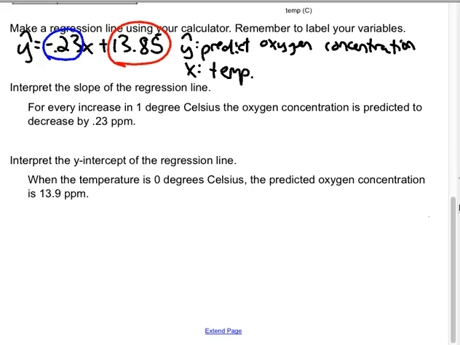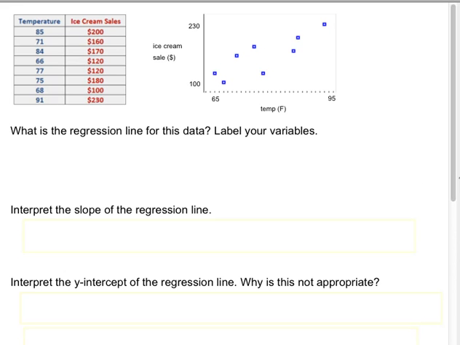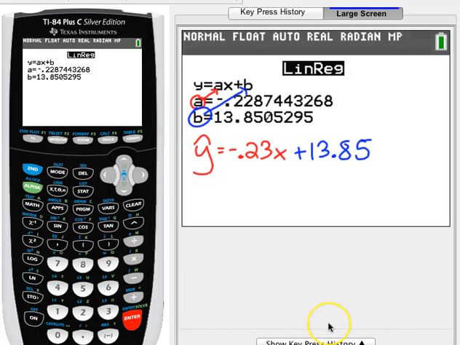All right, now let's move on to another example. Once again, we need to take a moment and plug these things into the calculator. Oh, and I'm going to erase all of that.